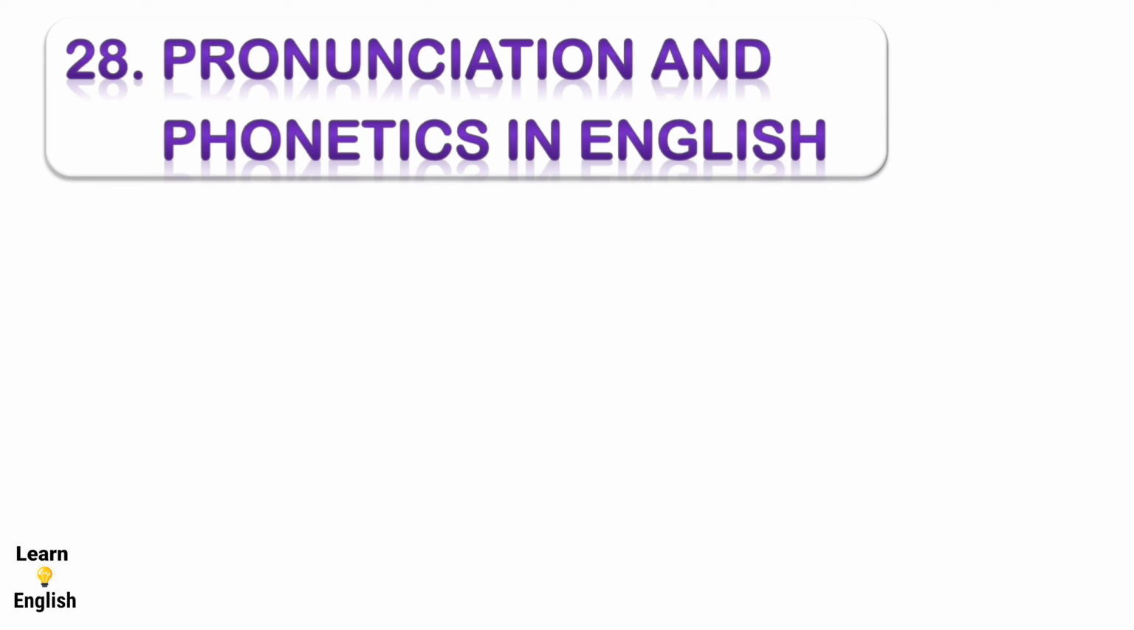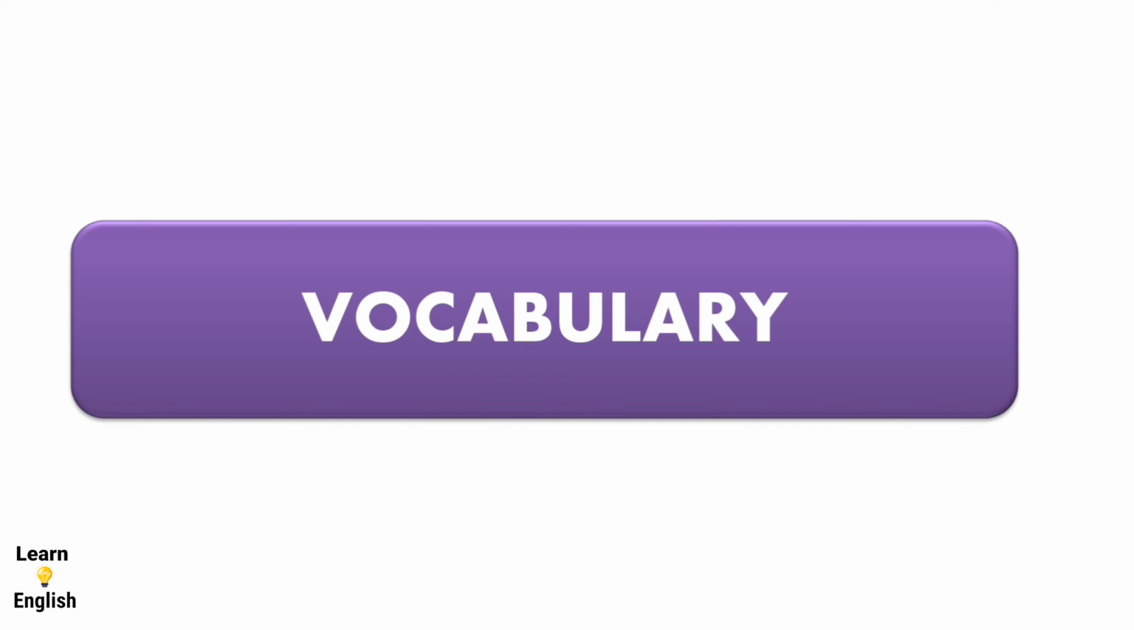After completing the pronunciation and phonetics in English chapter, we come to know what pronunciation is, why it is learned, and how we learn it correctly. Knowledge of phonetic symbols helps us to learn pronunciation correctly and easily.